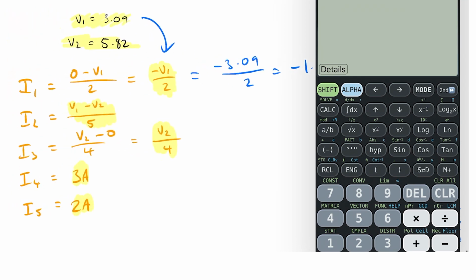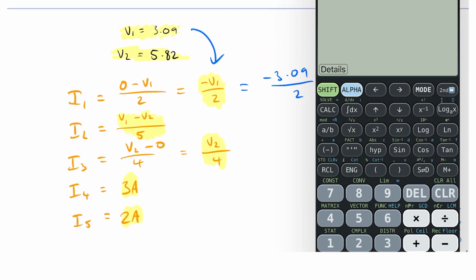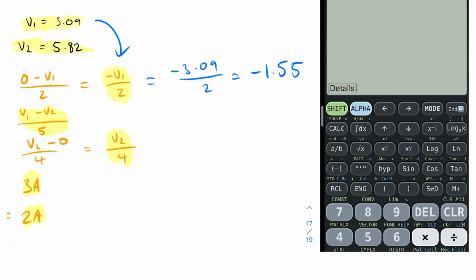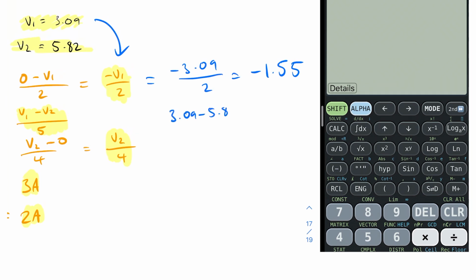1.55 amps. And then we can do V1 minus V2 divided by 5. Okay, so V1 minus V2. So what we're saying there is 3.09 minus 5.82 divided by 5. And also what we can say here is, you see how it's minus 1.55? That's how we know that the current direction that we picked is wrong. The current's actually going 1.55 amps the opposite way. So if I remember, I'll add that bit onto the end.